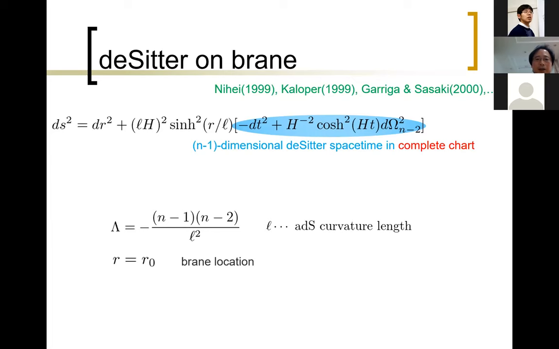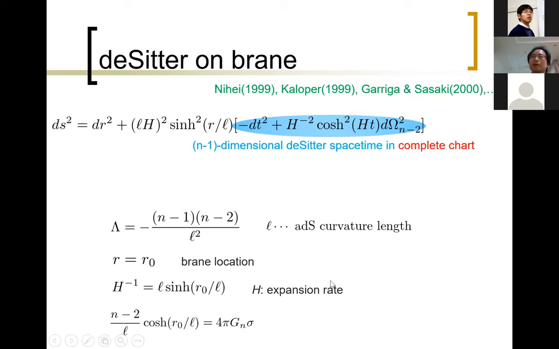we can identify this: the inverse of the Hubble constant is proportional to this one. This formula can be derived from this metric. H is the expansion rate of the universe. H is a constant, of course, in this model, in this setup, for the de Sitter space-time. And I assume the brane is located at r equal r naught.